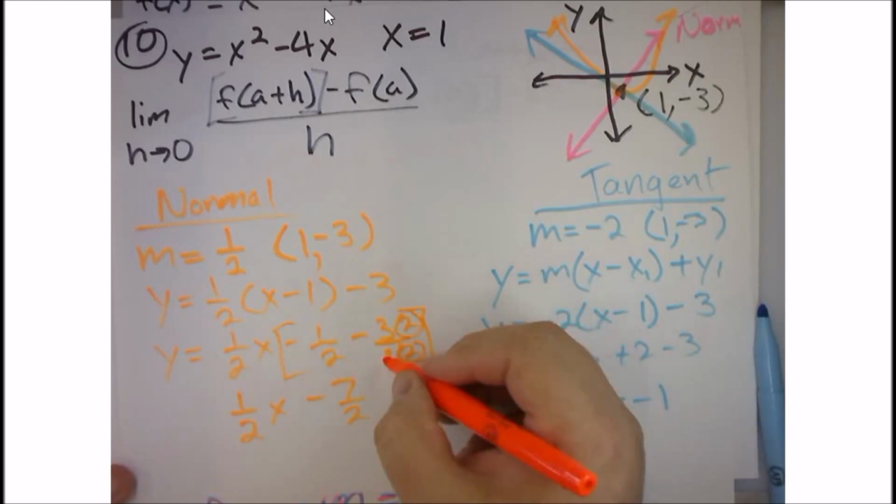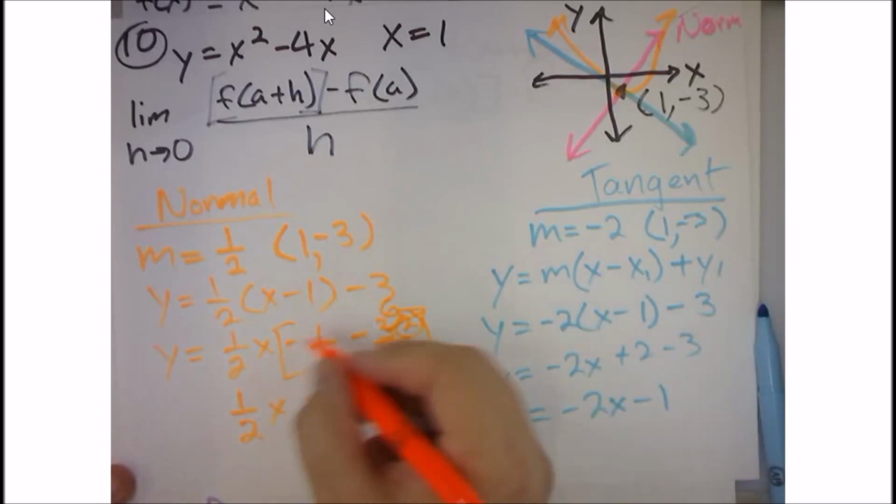Shh, I'm not done. So this becomes 2, this becomes 6. Negative 1 minus 6 is negative 7.